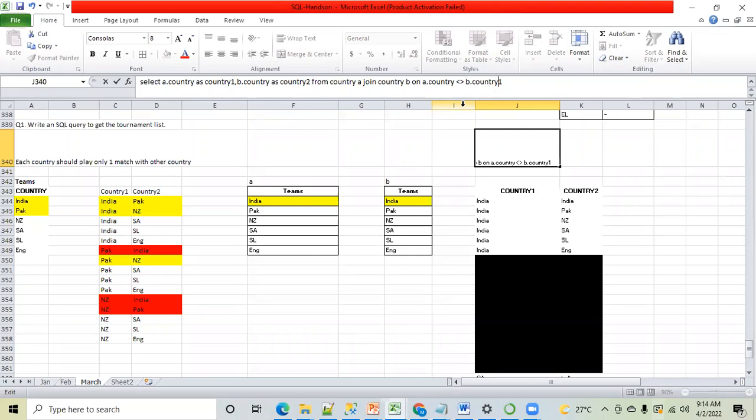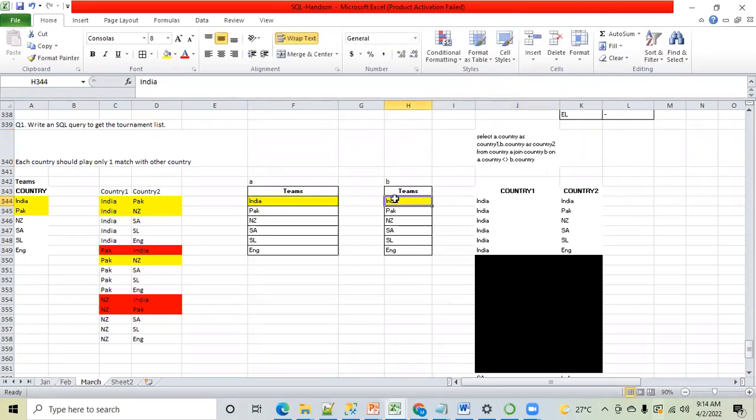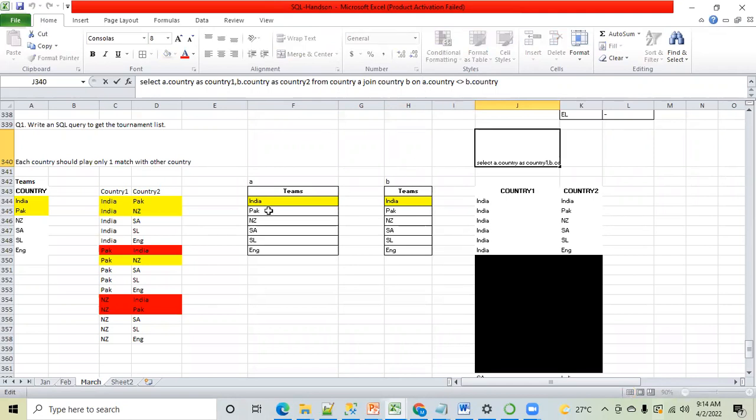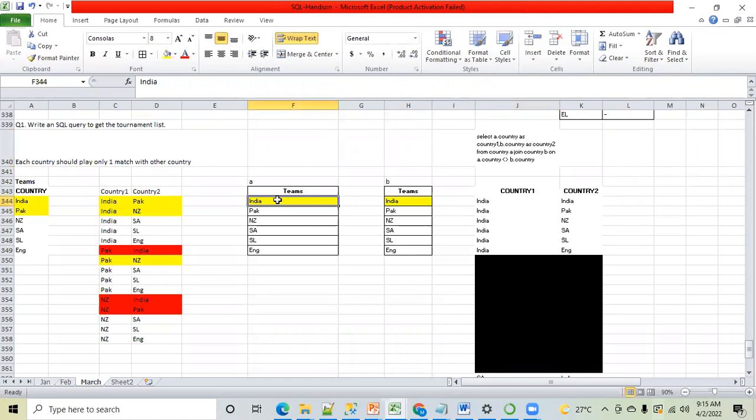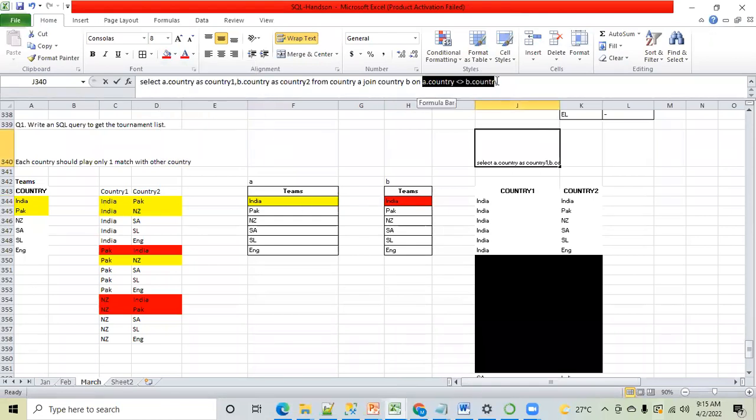A dot country is not equal to B dot country. Okay, because country is the column name, no? So A dot country is not equal to B dot country. So when it comes to India, it will see that both of these are the same, correct? So the SQL engine will see that the user is telling that both the countries should not be the same. But here, when it starts with this India, it sees that both are the same. So this record will not be fetched, because they are both the same and in the condition you have mentioned that both the countries must not be the same.